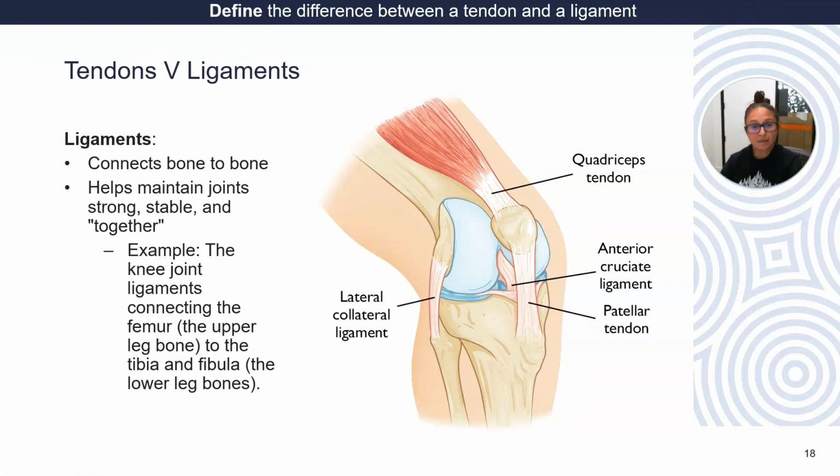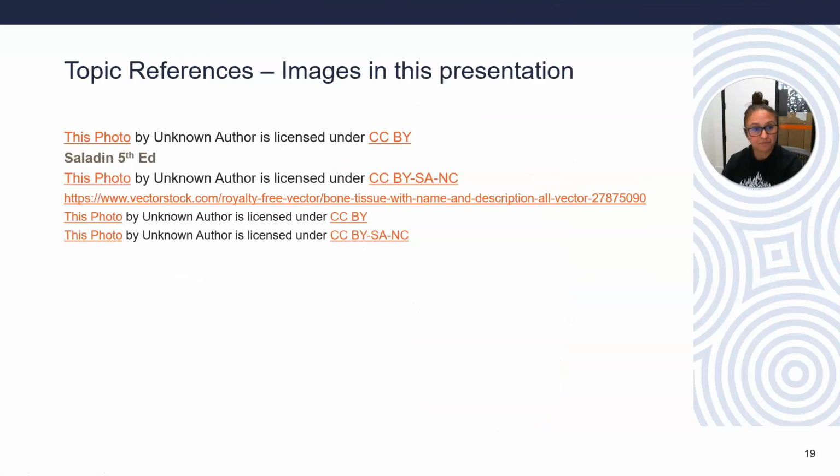Let's have a look at a ligament. Okay, here is an example of a ligament. Look, anterior cruciate ligament. Look at that. It holds this bone and this bone together. A ligament is also made up of connective tissue. And that's it.